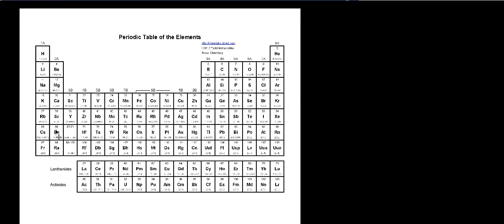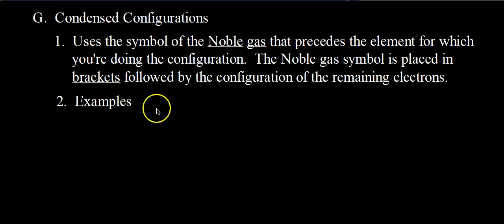I sure hope so. So what if I said there was a shorter way of writing that electron configuration? Would you be interested in learning about that? These are known as condensed, as the name implies, or noble gas configurations. Here's how it works. A noble gas or condensed configuration uses the symbol of the noble gas that precedes, that means comes before, the element for which you're doing the configuration.